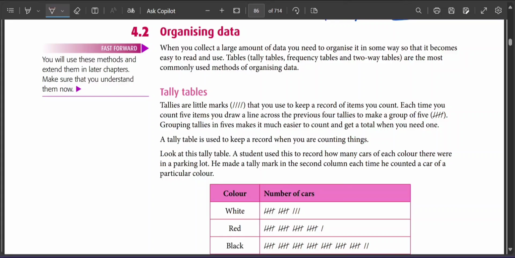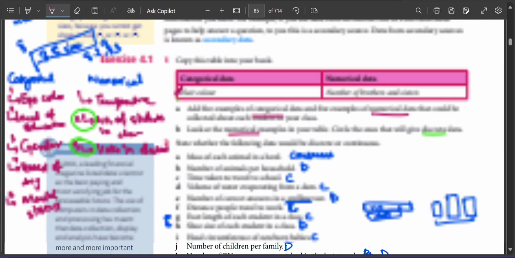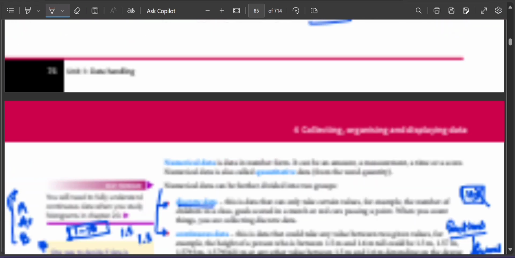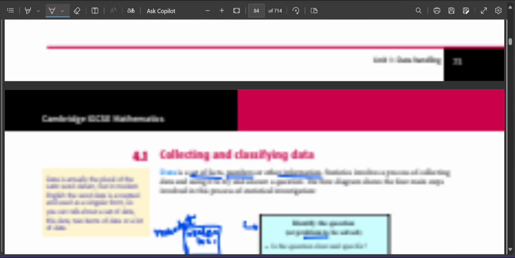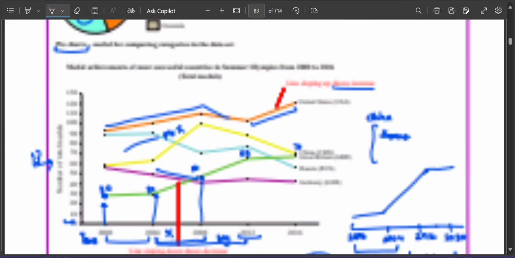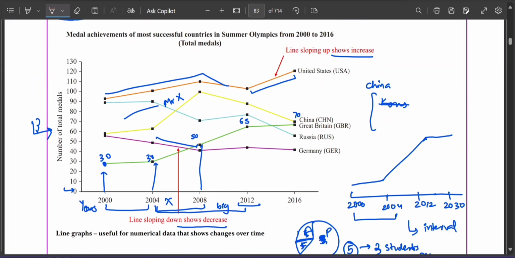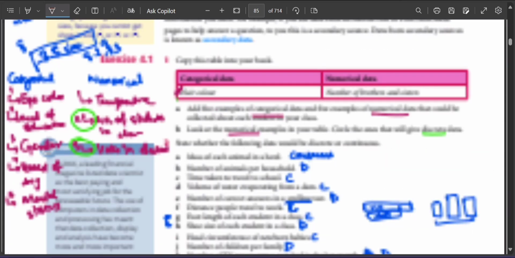Assalamu alaikum. We are going to start with 4.2, organizing data, and we have already completed 4.1. You can see it from the previous lecture as well. If you haven't looked at that, please look at that first, because if you don't know how to collect and classify data and analyze the problems and the graphs which I explained in the last lecture, you won't be able to understand the current topic.